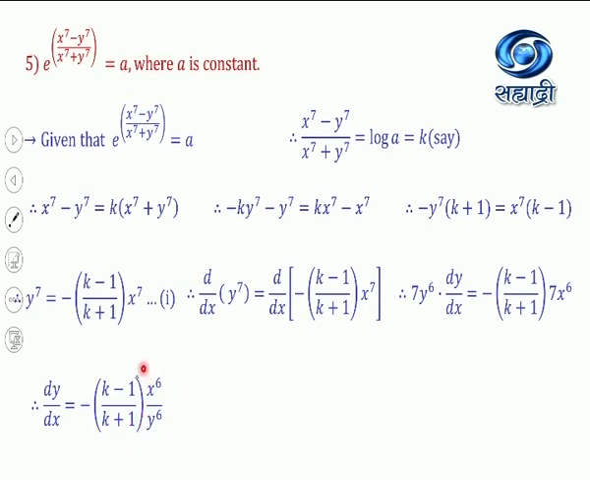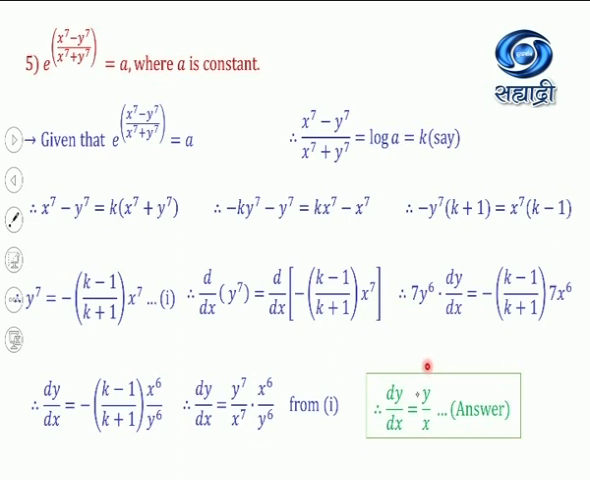But the value of this bracket with negative sign is, from equation 1 you see that the value of this bracket with negative sign is Y raised to 7 upon X raised to 7. So we substitute this value and here we write the reason from 1. And now here Y raised to 6 cancels with Y raised to 6. Now X raised to 6 cancels with X raised to 6. And then we get Y upon X, and therefore derivative of the given function is nothing but Y upon X, and this is our final answer.